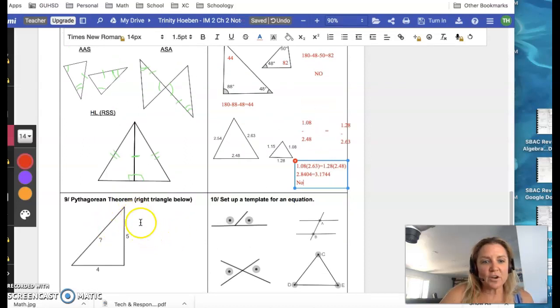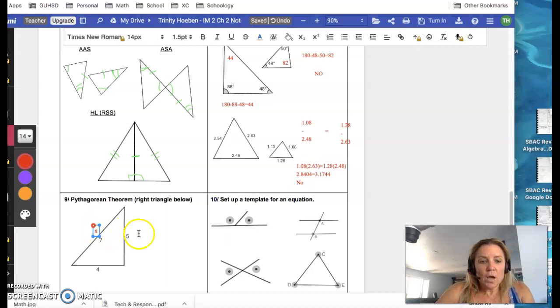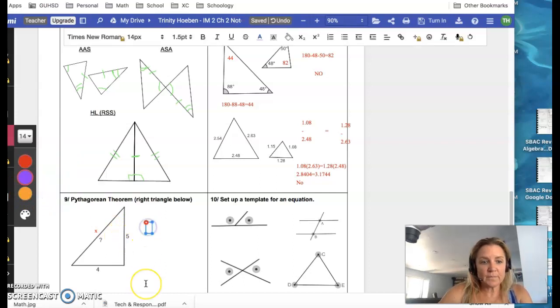Use the Pythagorean Theorem. This is a right triangle. I'm going to use X for this question mark right here. And I'm going to use my Pythagorean Theorem. Let's switch our color to purple. And our Pythagorean Theorem is a squared plus b squared equals c squared. And then we're going to plug in the two sides. And so the two sides that we know are the 4 and the 5. And they are what we call legs.